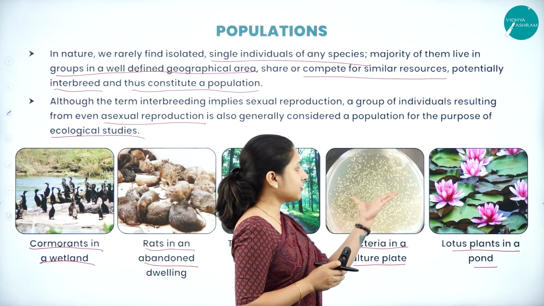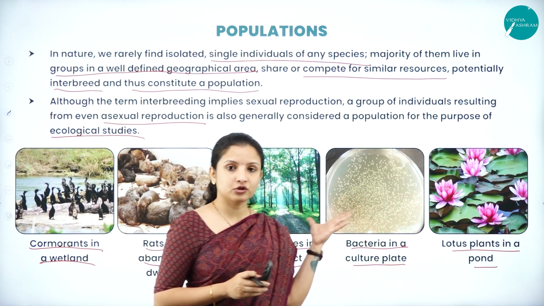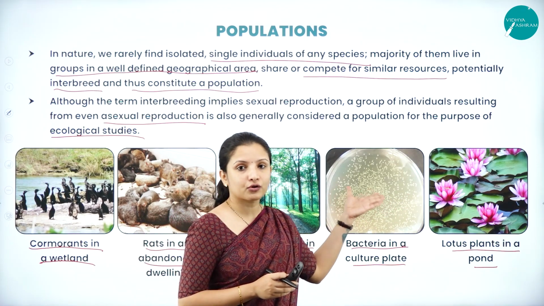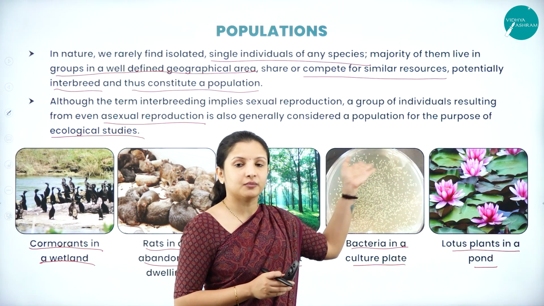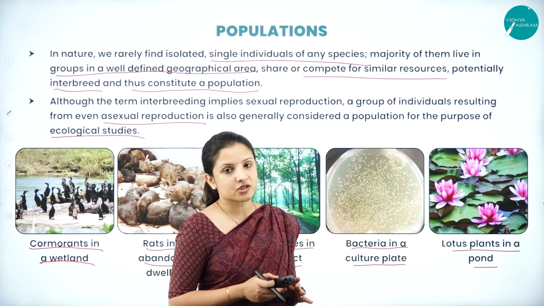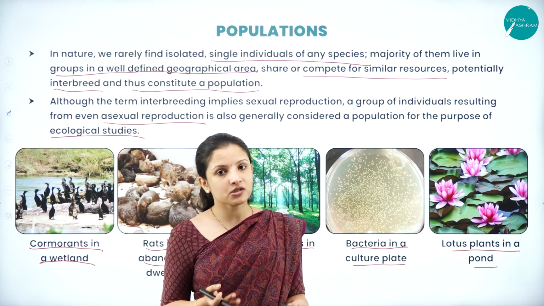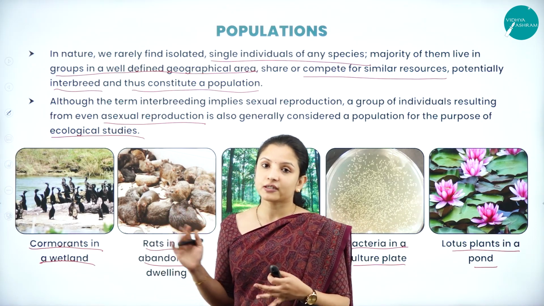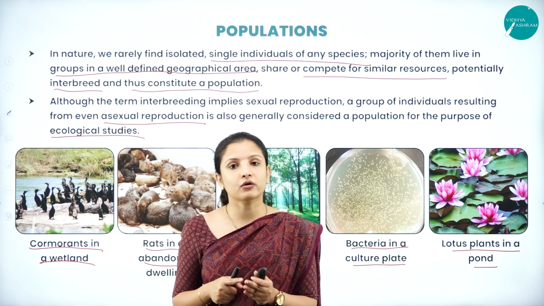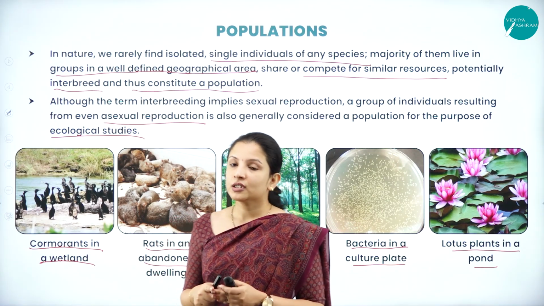So that is when the population can also be measured based on the growth rate. How much growth has occurred. Based on that also the population can be counted. The bacteria growing in the culture plate is one such example. So these are the different examples that we can take in order to understand about population.